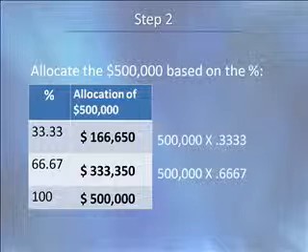We do the same thing for friend B, the 500,000 times the 2/3, 0.6667, or 66.67%. Round that to 333,350. The total does equal 500,000.